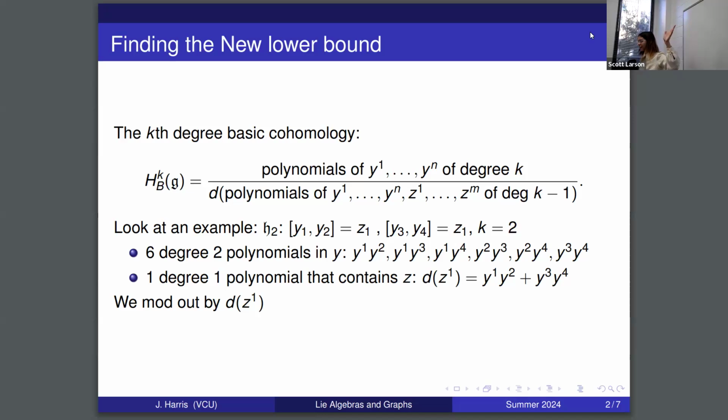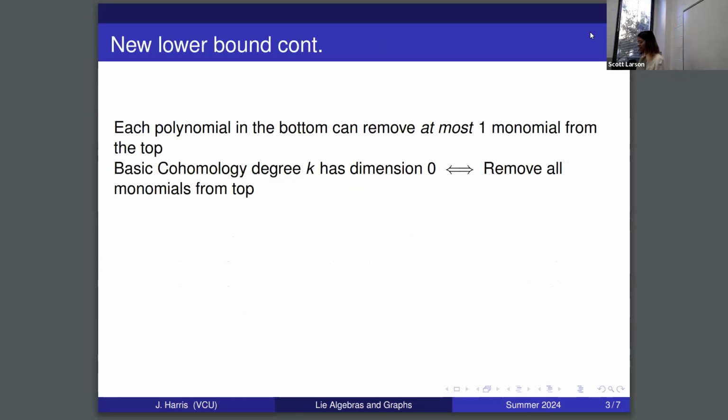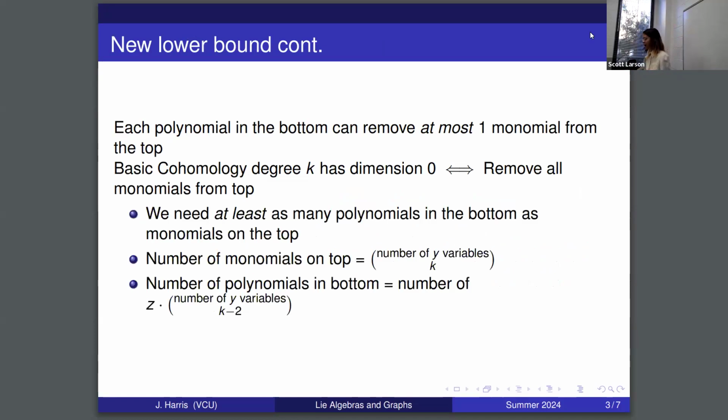And each of the ones on the bottom will only be able to take off 1 from the top, because none of them are going to be in the same equivalency class in that way. So that means there's no way that this is going to be 0, since there's going to be stuff on the top that is not being modded out. So if we actually want this to be 0, we have to have at least as many monomials in the bottom as we have on the top.